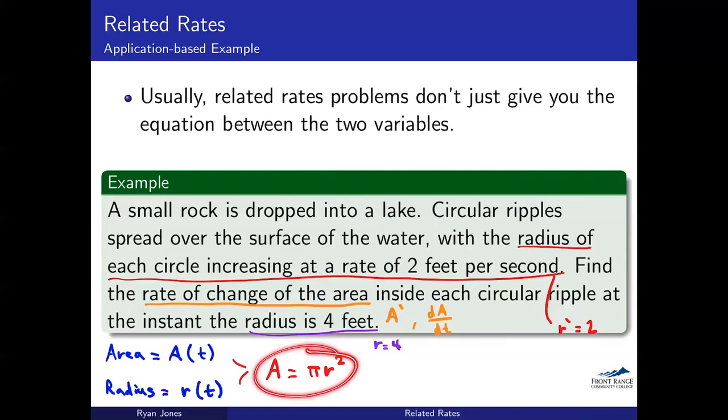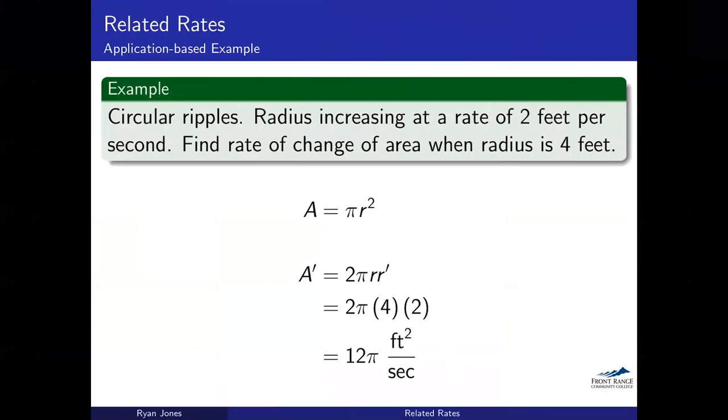So if we take this equation right here and take an implicit derivative of it, what we'll notice is on this left side, if I take a derivative of A, and remember we're taking a derivative with respect to time, I just get A prime. I get whatever the derivative of A is because I'm taking a derivative with respect to time and A is a function of time. Then with this pi r squared, I do my normal power rule. I drop the 2 down, I subtract 1. That brings that 2 down there. So I have 2 pi r, and that r is obviously raised to the 1.